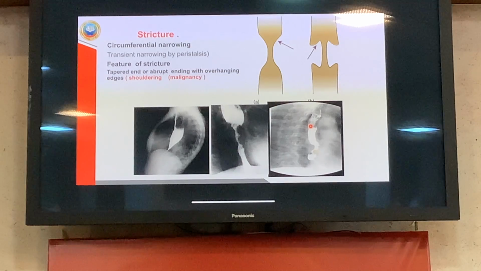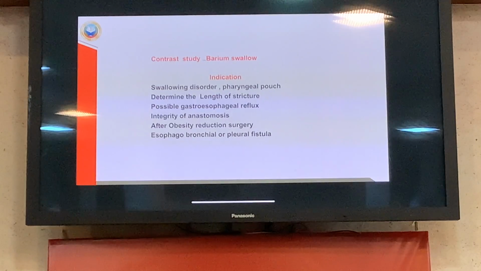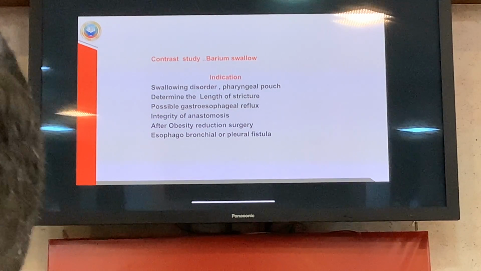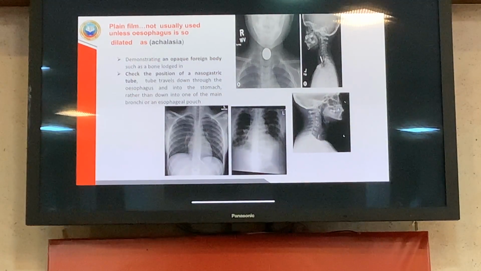Regular or not? No. Irregular. Irregularity of this structure indicating something suspicious, and what like here related to the carcinoma. So now we talk about the contrast study and the barium. The indication for the barium is all written here. Okay. The most important one is this page here.